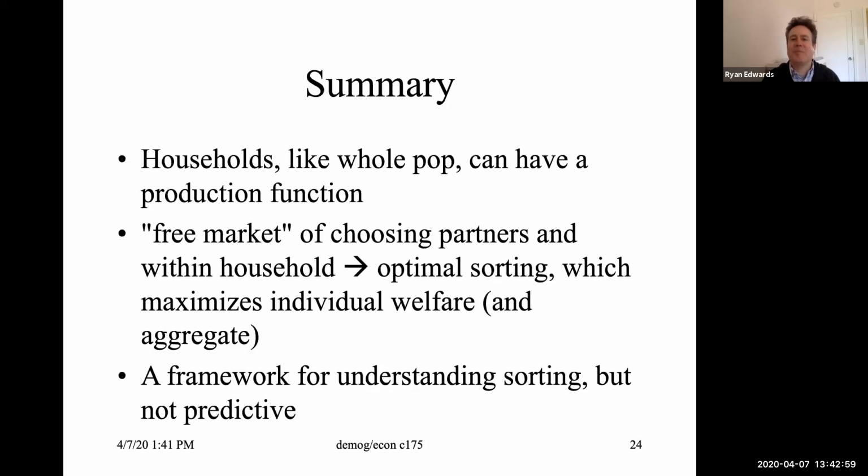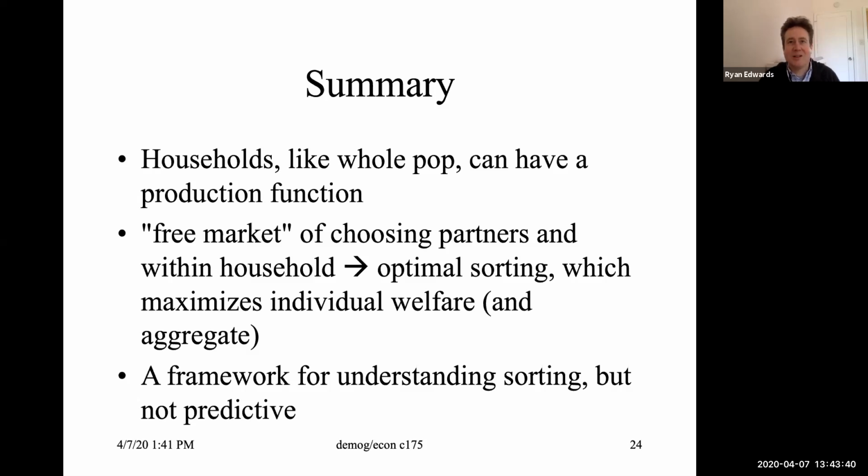So that's coming up. Okay, to summarize then, there can be a production function for households. If you have a free market of choosing partners and also striking contracts within the household, that's, I think, the very subtle point that Becker makes. And as we saw, struggling with the example can make our heads swim. The point is that you've got a free market also within a household in striking a particular contract. And that appears, if you've got full information, to maximize individual and also social welfare, which is a remarkable thing.